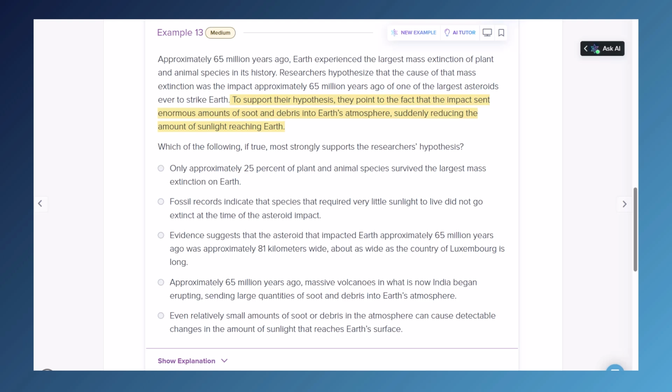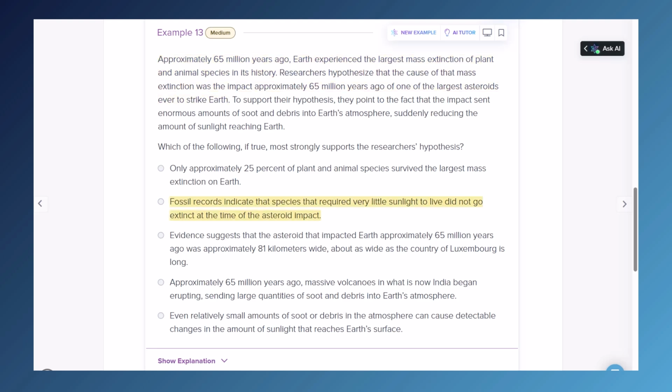researchers' hypothesis? So the conclusion we're trying to support is that the cause of this particular mass extinction was this large asteroid impacting Earth around the same time. Let's look through our choices. A. Only approximately 25% of plant and animal species survived the largest mass extinction on Earth. This choice just confirms the premise about Earth experiencing the largest mass extinction, which is right here. So choice A doesn't offer any new helpful information.